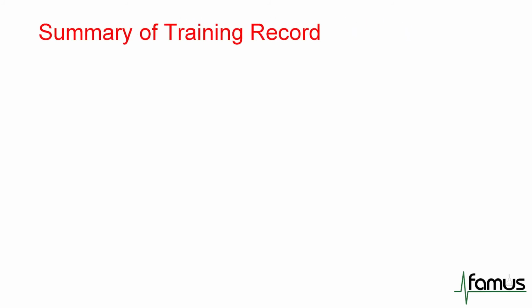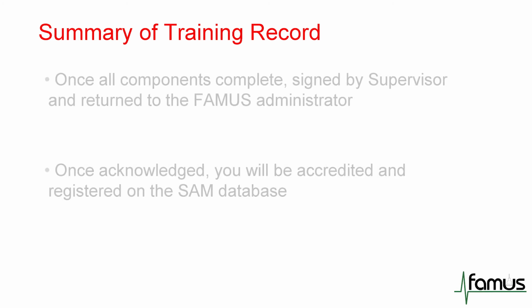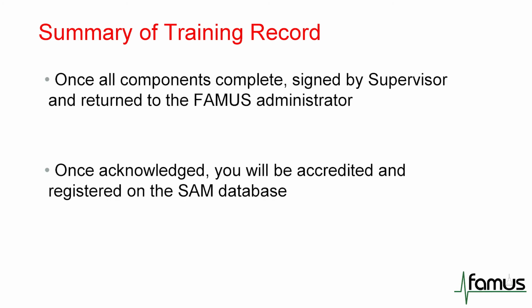And once you're signed off for each of the practical modules, you can undertake your summary of training record. Now, this has to be signed by your supervisor only, and this is the only thing that's returned to the FAMUS administrator. Once that's signed and returned to the FAMUS administrator, you'll be approved and accredited and put onto the SAM database.